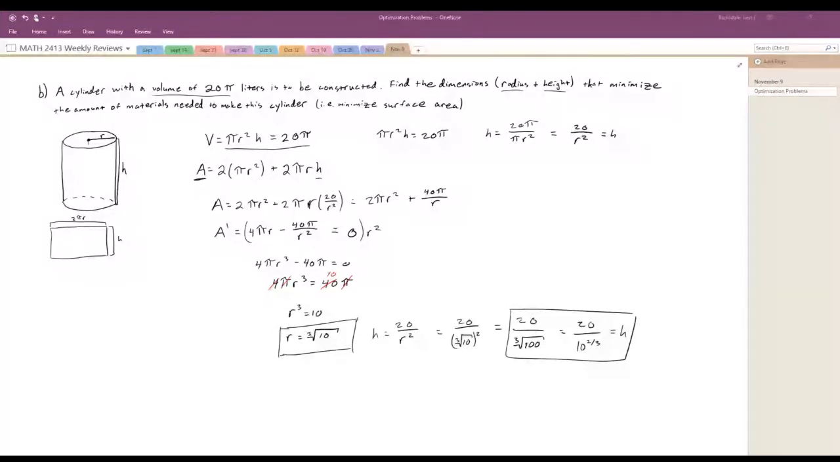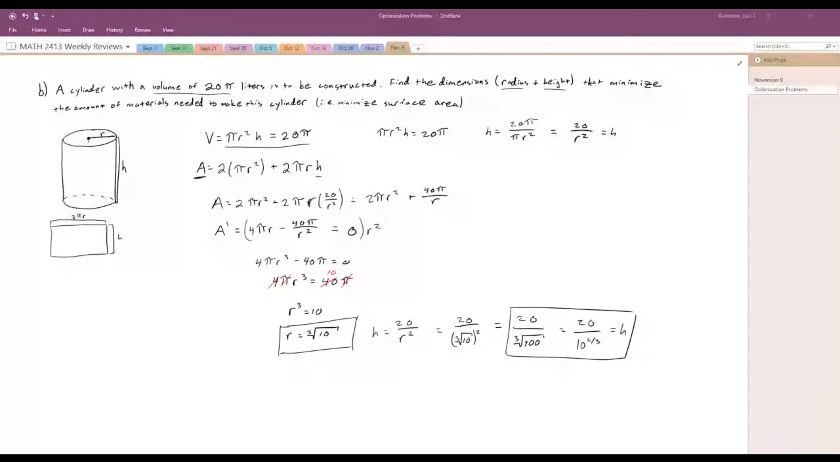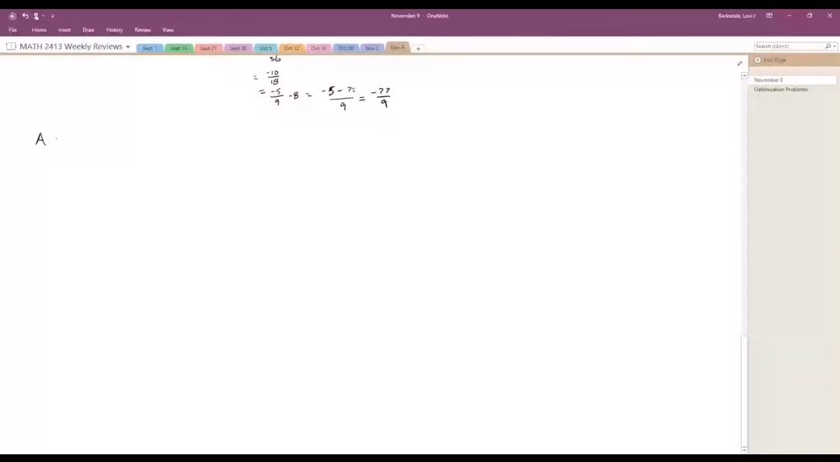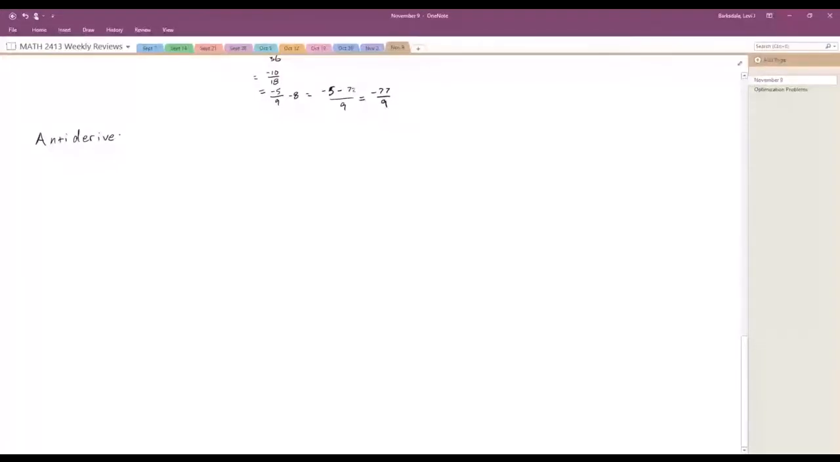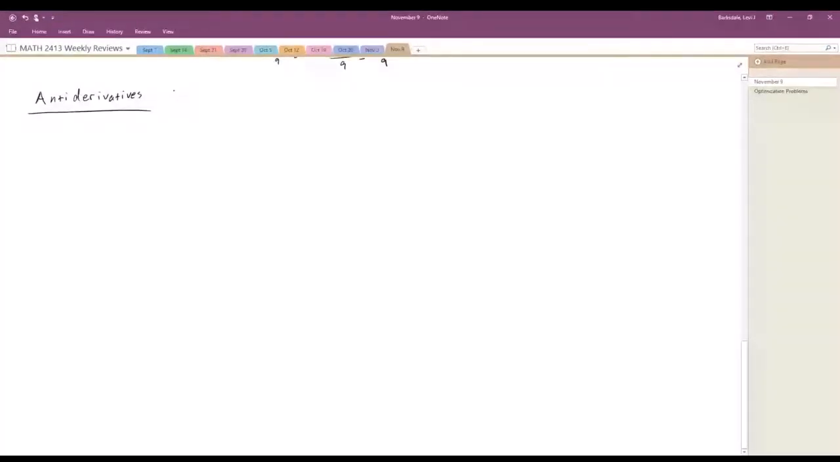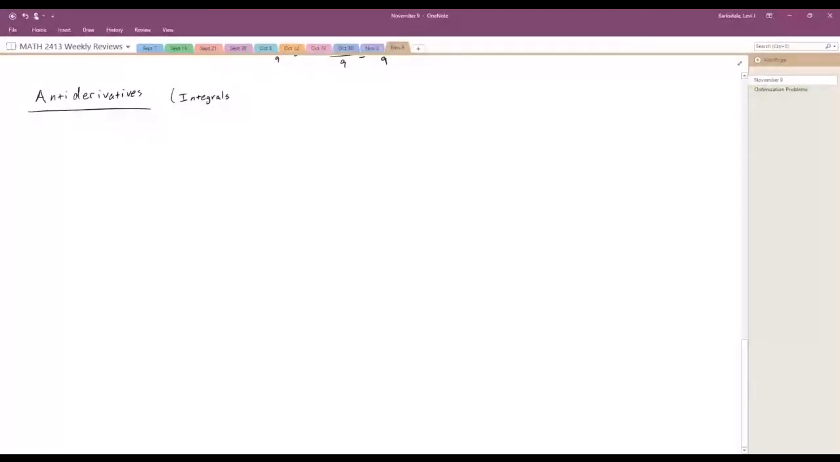All right. There is one last topic for today, and that is antiderivatives, which are a bit different from what you've been doing in this course so far. Antiderivatives, as their name suggests, are the opposite of derivatives. You might also hear antiderivatives called integrals, because in a lot of ways they're just the same thing.